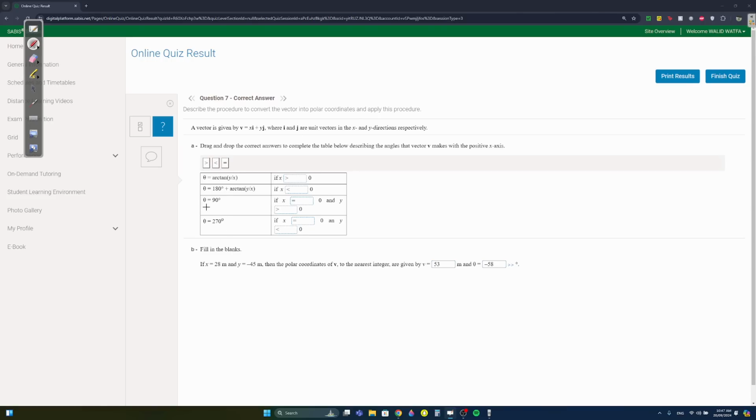When is theta equal to 90 degrees? When the vector is over here, when x is equal to 0 and y is positive. If x was equal to 0 but y is negative, then we would be over here.